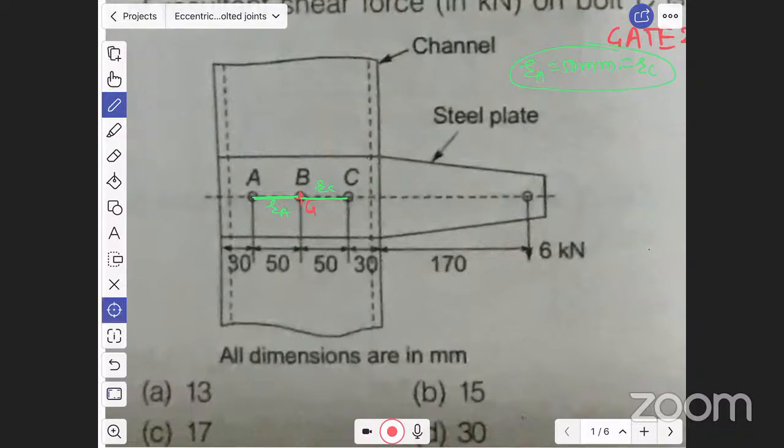Again, the distance of G from B is 0. Therefore, radius of B, RB, is equal to 0 mm. RB is here 0 mm. These distances are given.